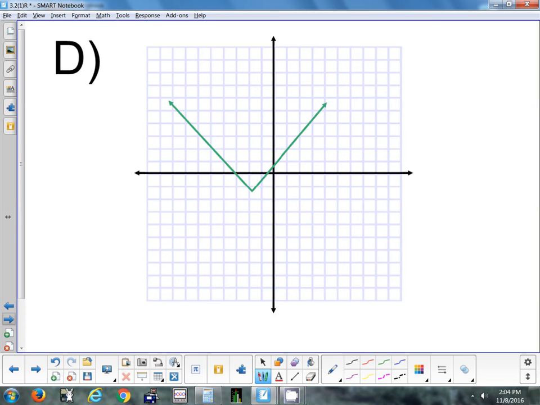Tristan, is that going to be linear or non-linear? Non-linear, right? It's not a straight line. We have kind of half a line going here, half a line going here, but it's not a straight line. It's got a zigzag to it. So that's going to be non-linear.